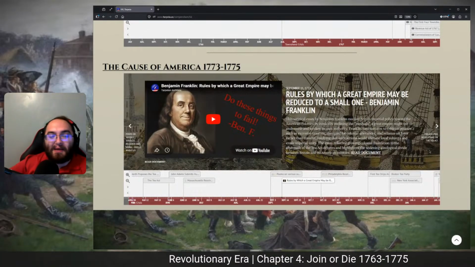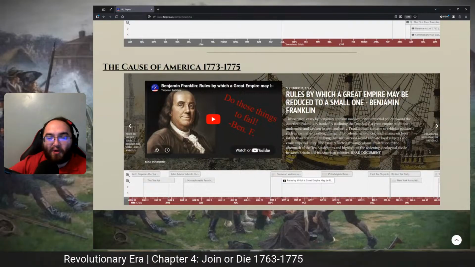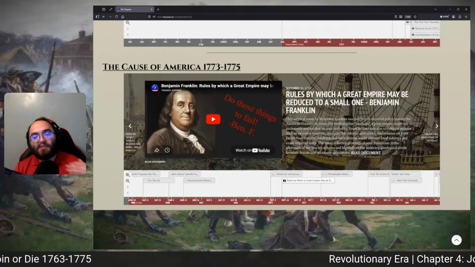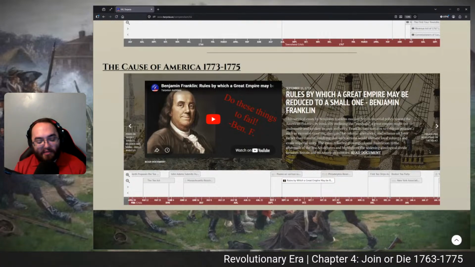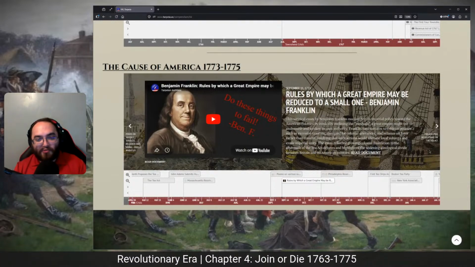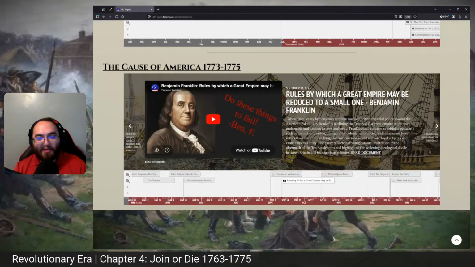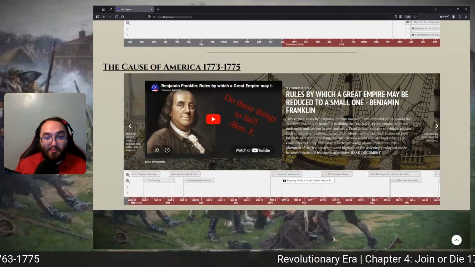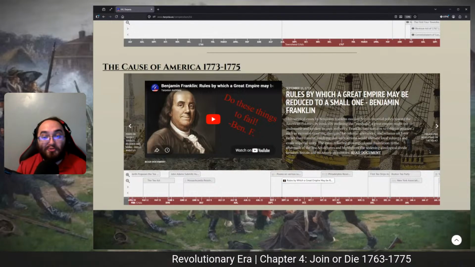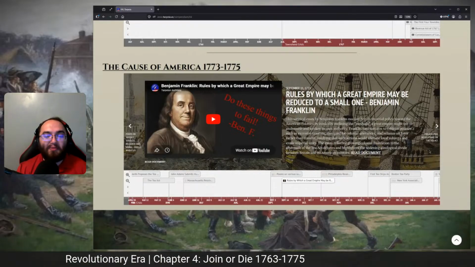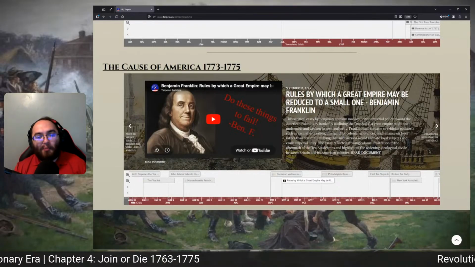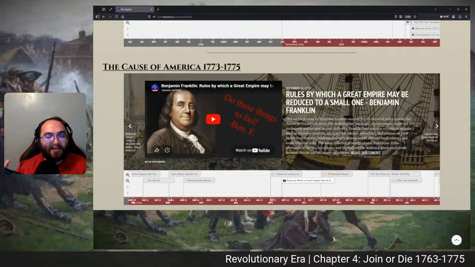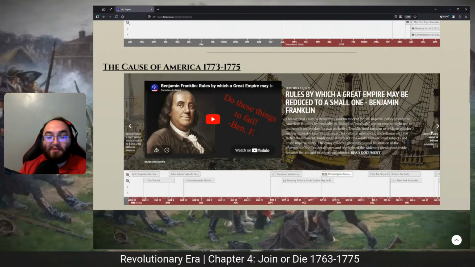Here's a good Prime Minister's document. Rules by which a great empire may be reduced to a small one. This is a satirical piece written by Benjamin Franklin, and it's satire because he's giving rules, but all the rules are like terrible rules to follow, and so it's like they're great rules if you want to ruin your own country, your own empire. And so, do these 20 things if you want to destroy your own empire. And he's just listing a bunch of things that the British Empire were doing. So it's very satirical, and he's mocking the British imperial policy towards the American colonies.